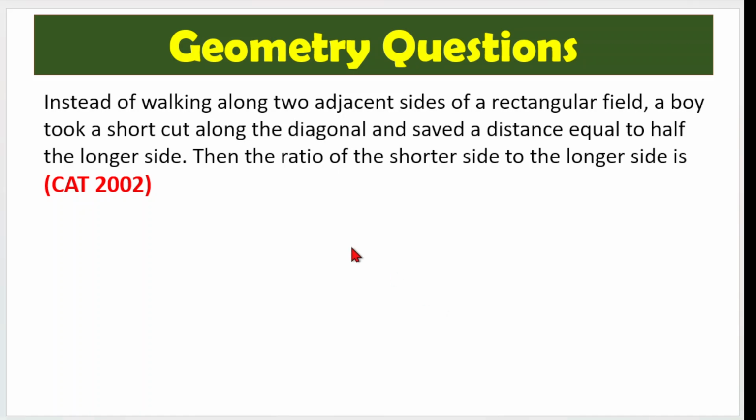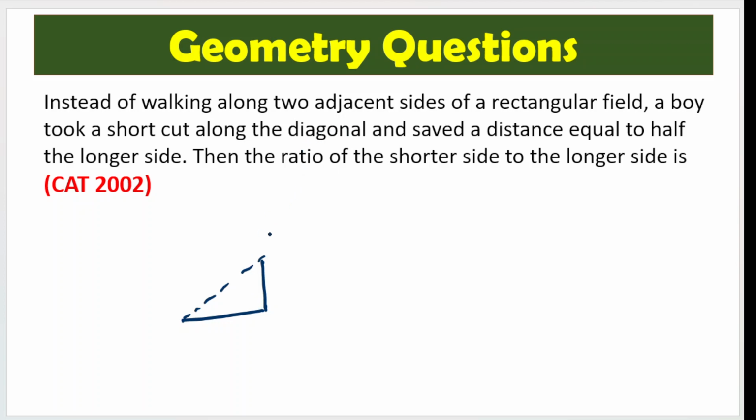Hi friends, in this question we are given that there is a rectangular path to adjacent sides of a rectangular field. A boy took a shortcut along the diagonal and saved the distance which is equal to half the longer side. So there is a rectangular path like this, and we say that he took the diagonal path. This is half lesser than the longer side. This is the longer side, let's say, and this is the shorter side.